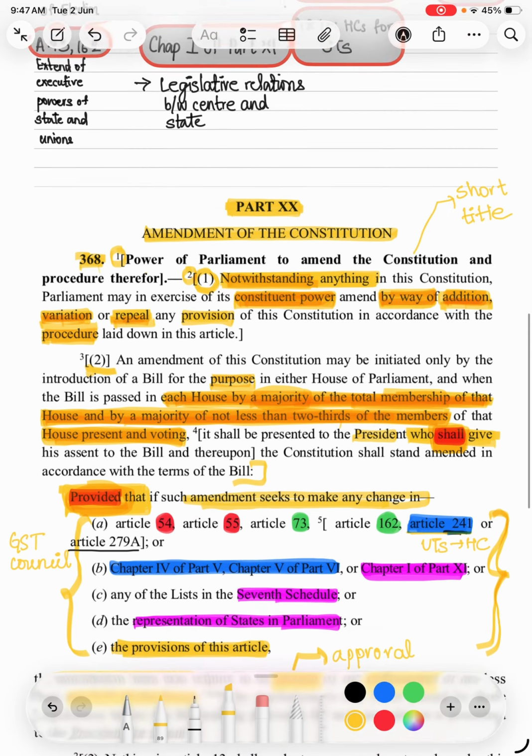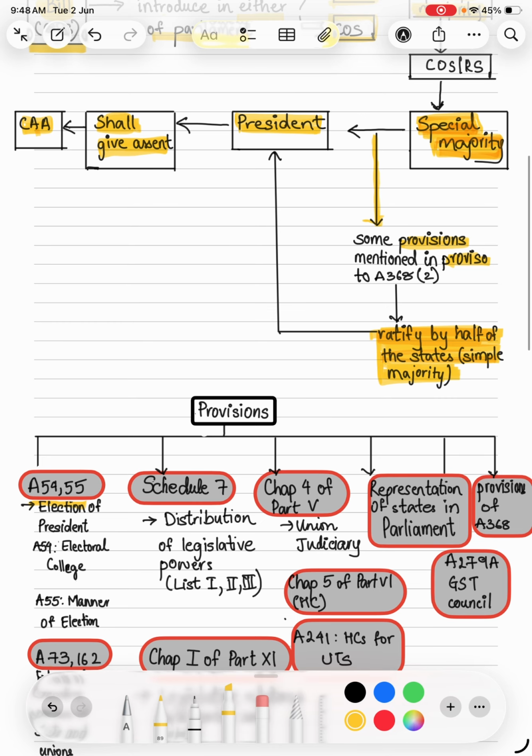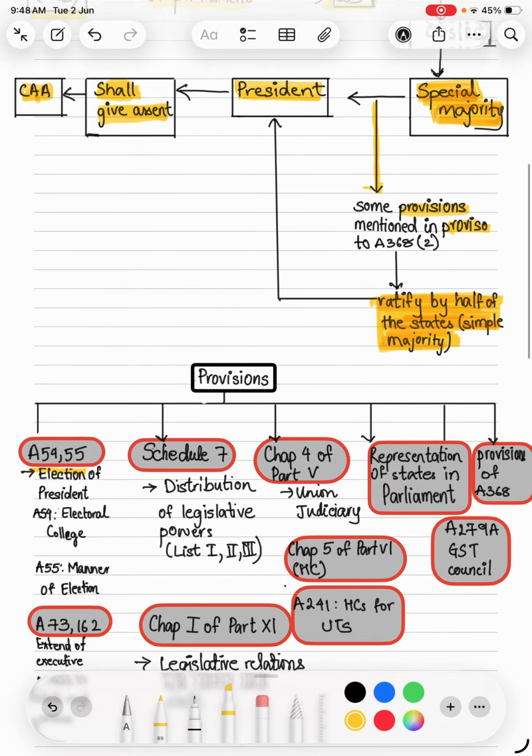Whenever the constitution does not mention any majority, we have to take it as a simple majority. That is, half of the state legislature should agree to it. Simple majority means whatever the numbers are, half of it should agree to it. So the bill will go to all the states, and all the states will receive that bill. But half of the states should agree to it.